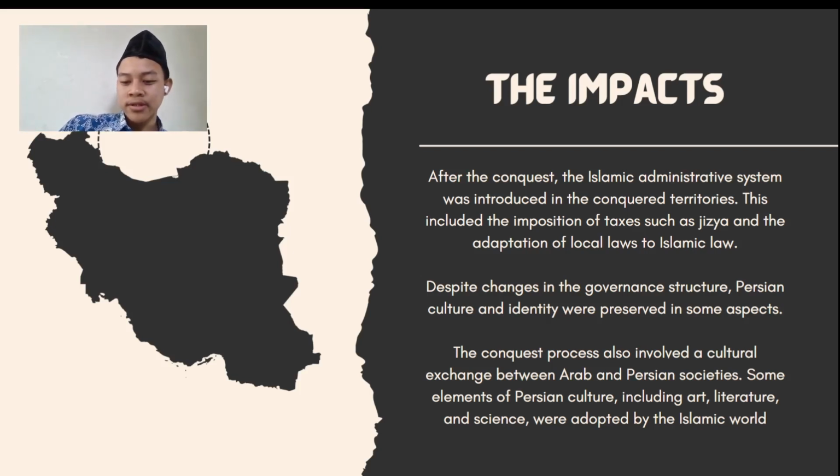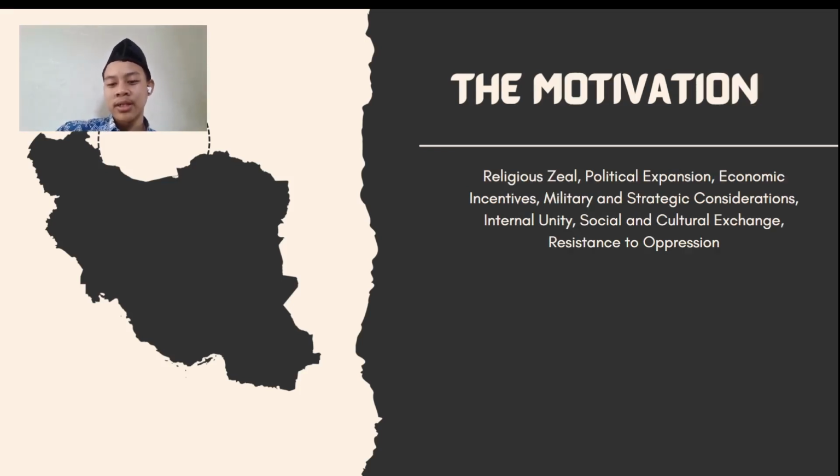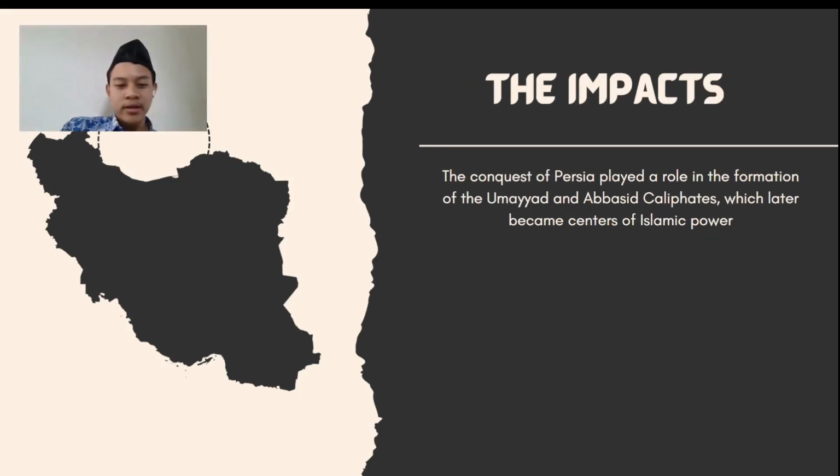The conquest process also involved a cultural exchange between Arab and Persian societies. Some elements of Persian culture, including art, literature, and science, were adapted by the Islamic world. The impact also includes this one because it didn't fit in one slide. The conquest of Persia played a role in the formation of the Umayyad and Abbasid caliphates, which later became the centers of Islamic power. So yeah, that explains stuff.